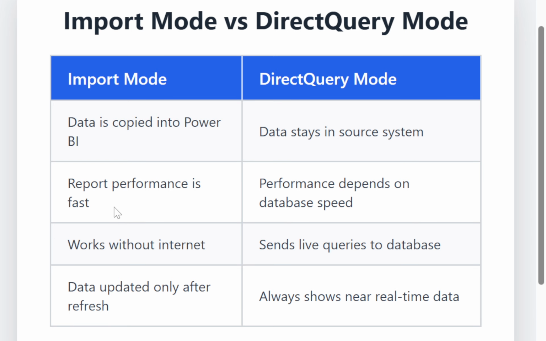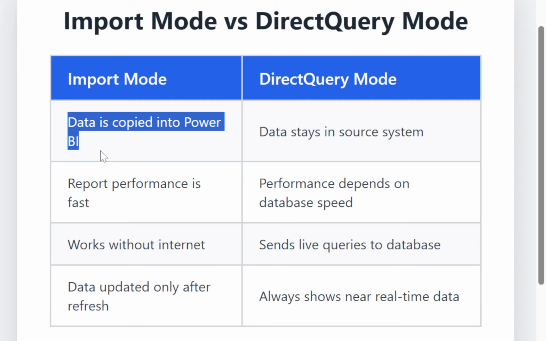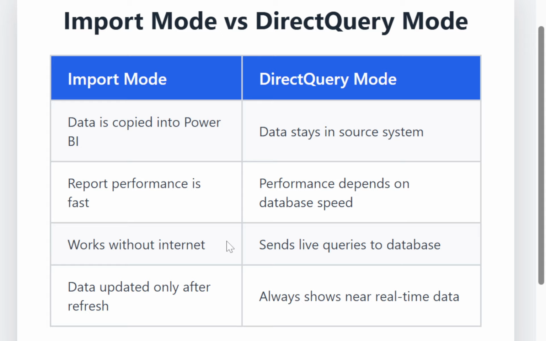And now coming to the second difference, report performance is fast when we are using import mode. Report performance is fast as compared to direct query mode. And as you can see here, performance depends on database speed. Okay. And now the third difference is that it works without internet. Since the data is copied into Power BI, it does not require internet once it has been downloaded.